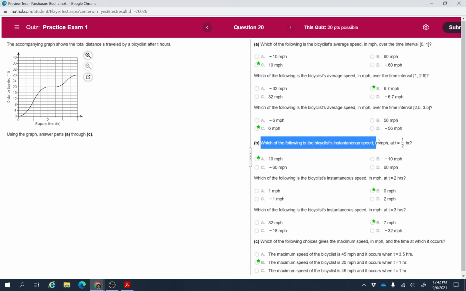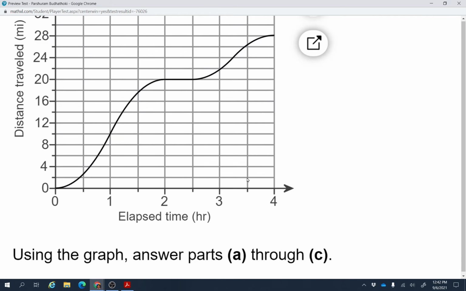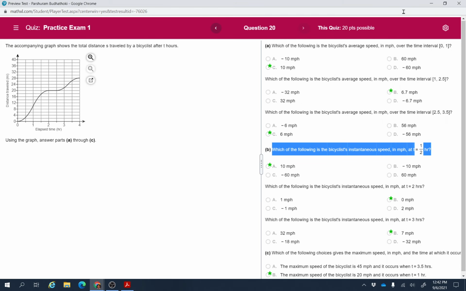Now here, for b, you need to find the instantaneous speed. Instantaneous means it's the slope of the tangent line at that point. So in this case, it asks what is the slope of the tangent line when t is half. So focus, zoom in on your graph. T is half means here. When you try to find the slope of this tangent line, you have to approximate it. You can just draw a line here, and you have to look at the possible options you have.